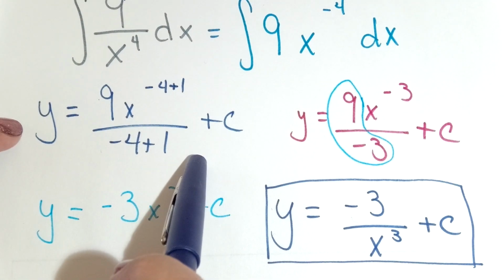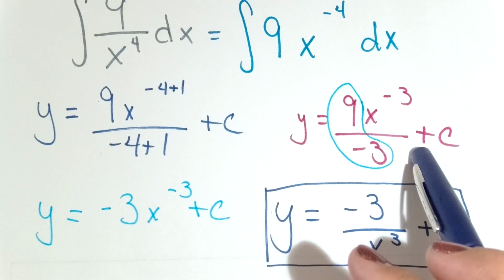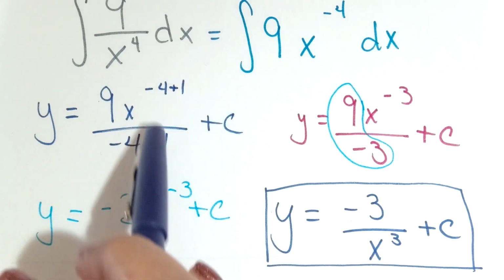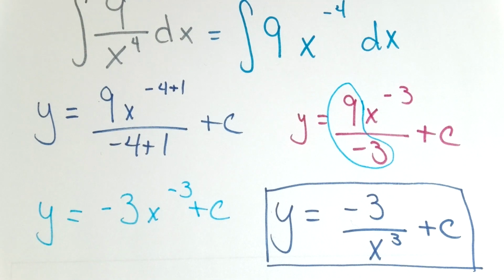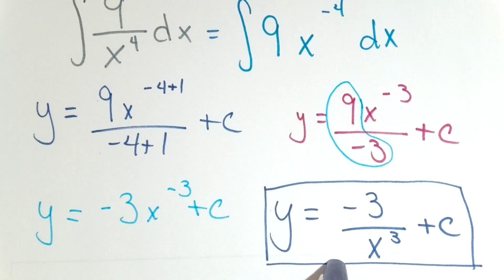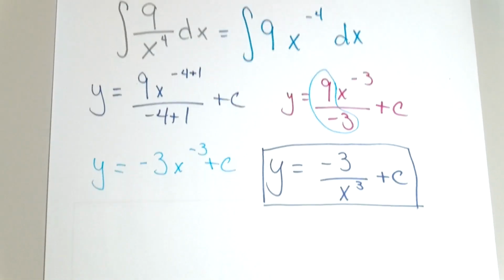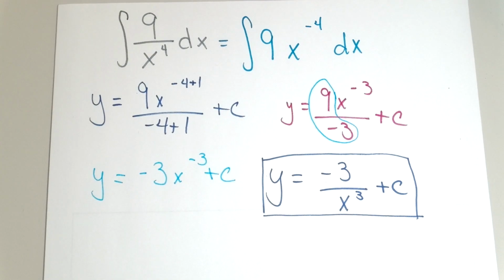Then I used the power rule. Then I simplified by adding the exponent and the denominator. Then I simplified by dividing. And then I rewrote it using my exponent rule. Questions?